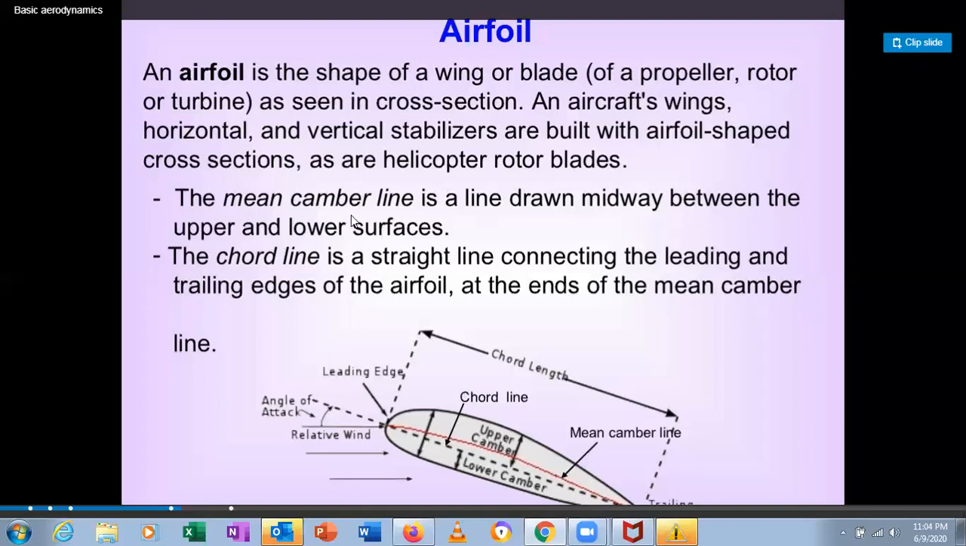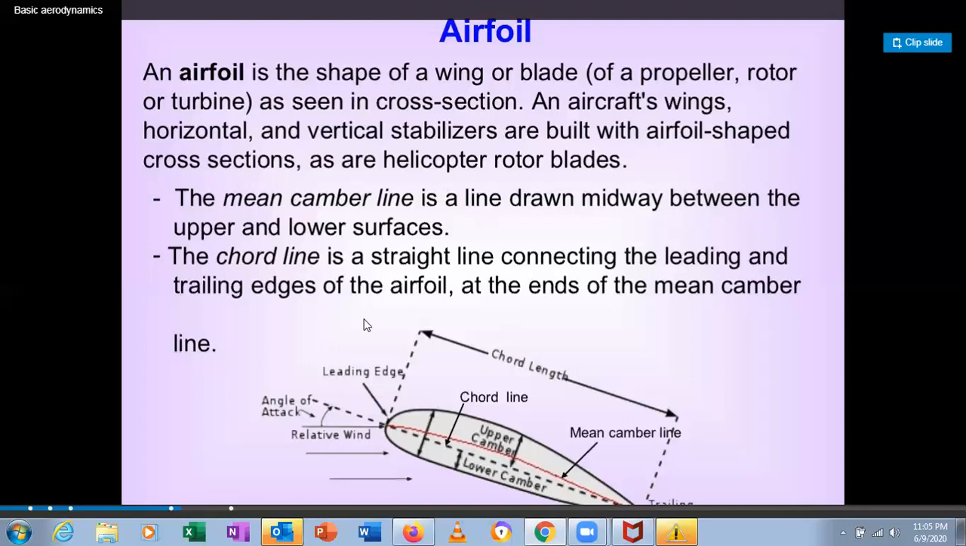The mean camber line is a line drawn midway between the upper and lower surfaces. This is called the mean camber line. The chord line is a straight line connecting the leading edge and the trailing edge. This is called the chord line. When you are selecting the airfoil, we have to know the nomenclature. Yesterday I told you, and today I am making it even clearer.